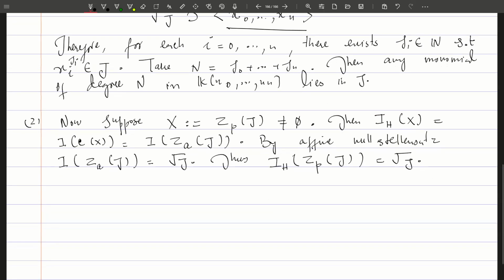So let us make this a definition. The ideal generated by x_0 through x_n, so this is actually a maximal ideal in the polynomial ring, is called the irrelevant ideal.